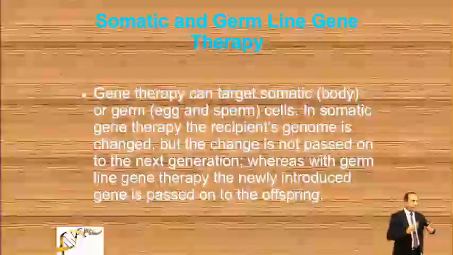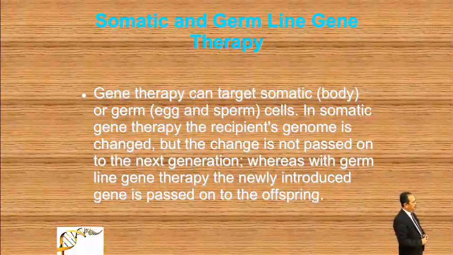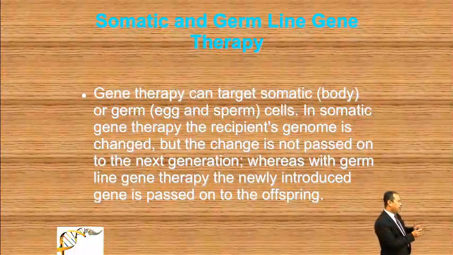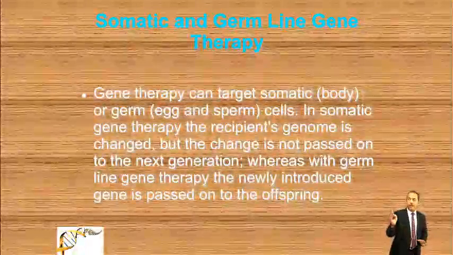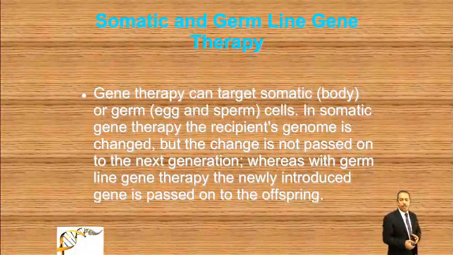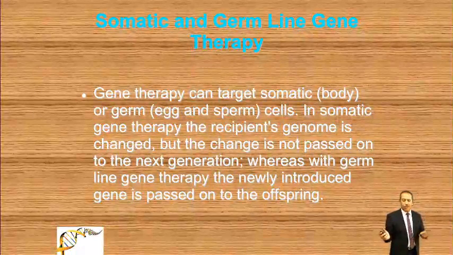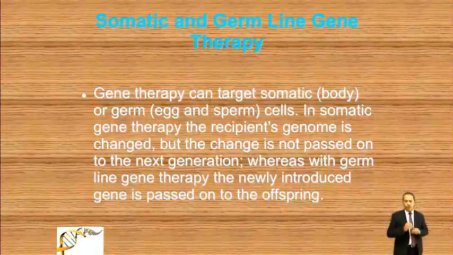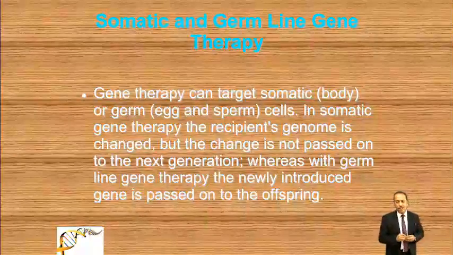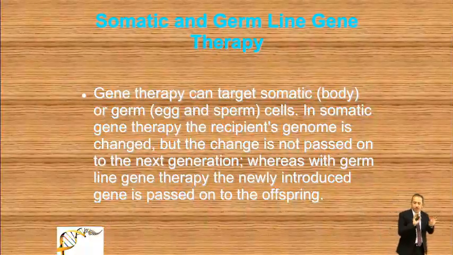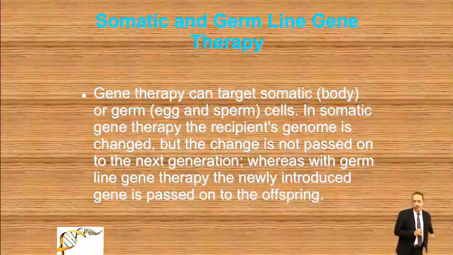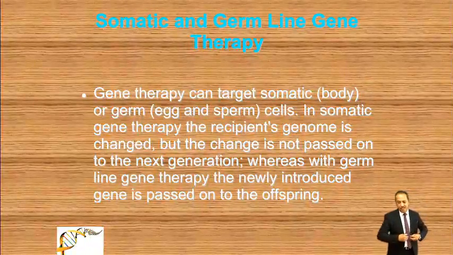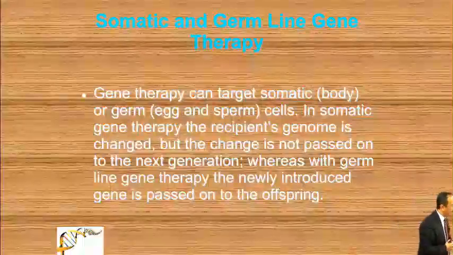Somatic and germ-line therapy. Now, researchers are going to somatic and germ-line gene therapy. Gene therapy can target somatic body cells or germ cells, egg and sperm. In somatic gene therapy, the patient's genome is changed, but the change is not passed to the next generation. Whereas in germ-line gene therapy, the newly introduced gene is passed on to the offspring.